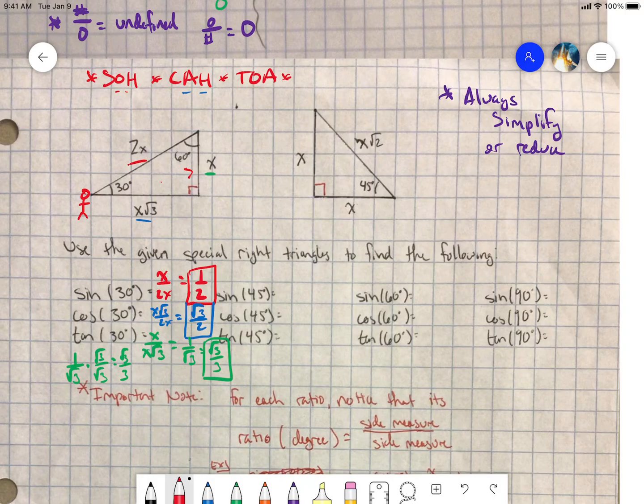Well, let's do sine of 45. Okay? So if I'm at 45, which angle does it matter if I'm standing at? It doesn't matter. When I look inside my triangle, my opposite side is x, my adjacent side is x. If I was standing at this 45, the opposite side is x, the adjacent side is x. So it really doesn't matter which 45 I'm standing at.